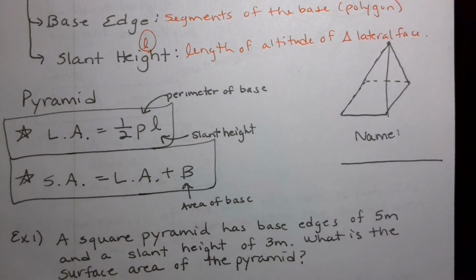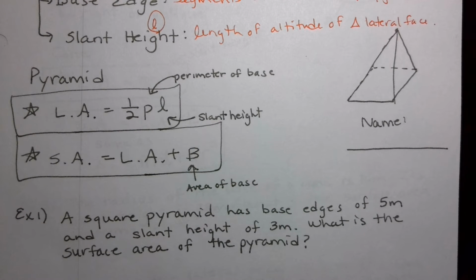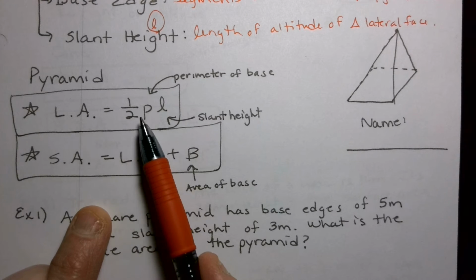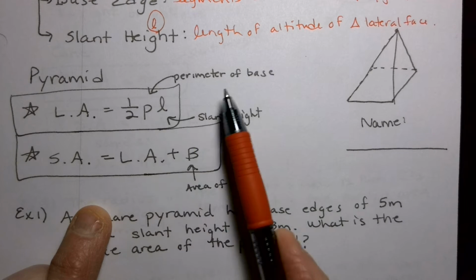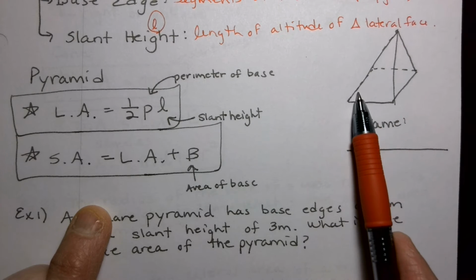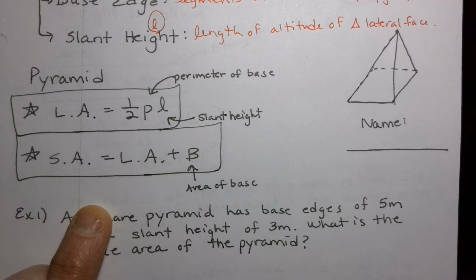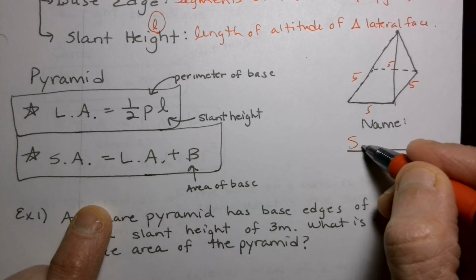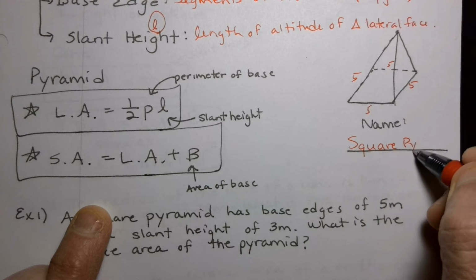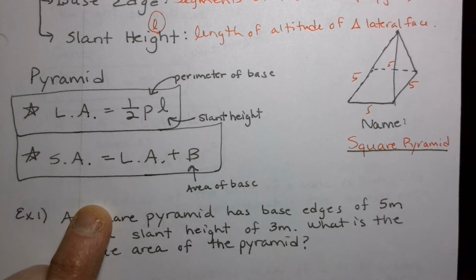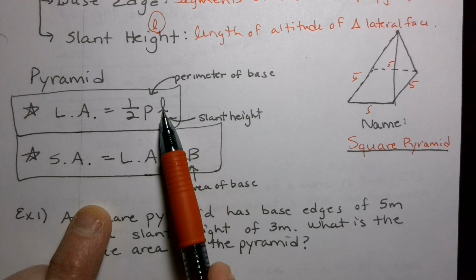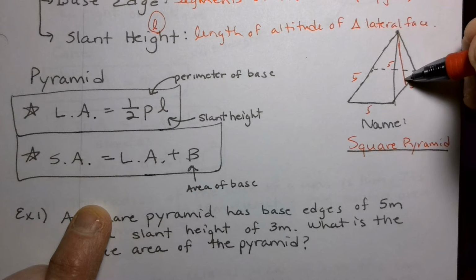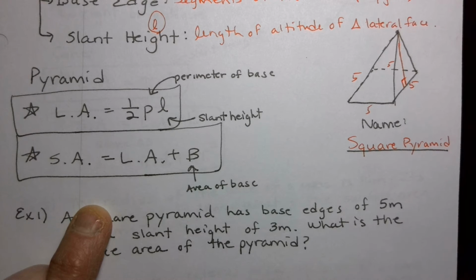All right, so again, here could be another note card. We have the pyramid and we have our formulas. Notice it's half of the perimeter. Remember, P is the perimeter of the base. In this situation, it looks like a square. Let's make it a square. There. So we will name this a square pyramid. Times the slant height. The slant height isn't even drawn on here. That would be on this triangle on the side, that height.